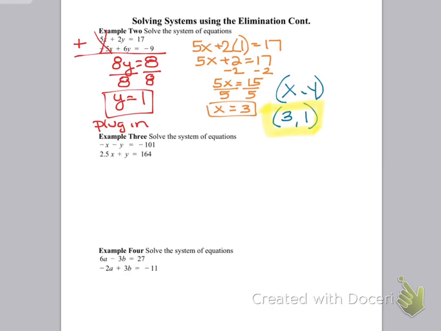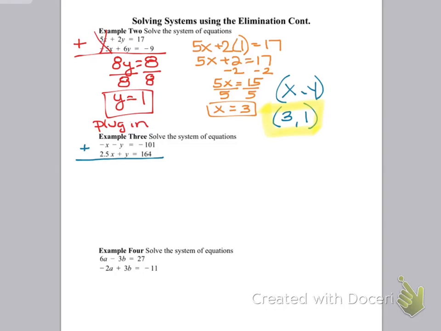All right. Example number 3. We're doing that same process. We got to make sure that our x's are lined up. We got to make sure that our y's are lined up. And in this case, they are. So we draw our line, add down. Look and see which one is going to cancel out. It's not going to be our x's, so let's go ahead and add down.